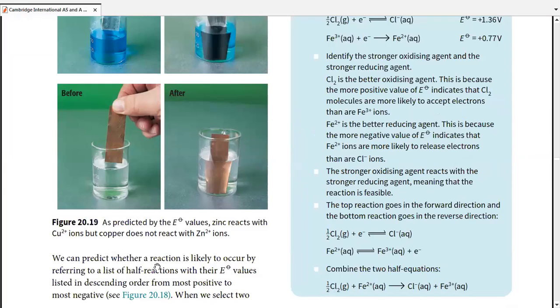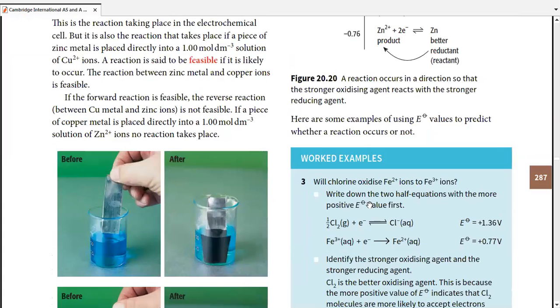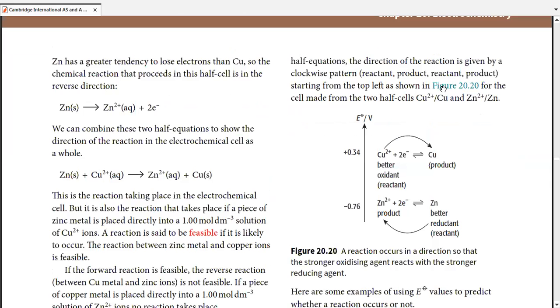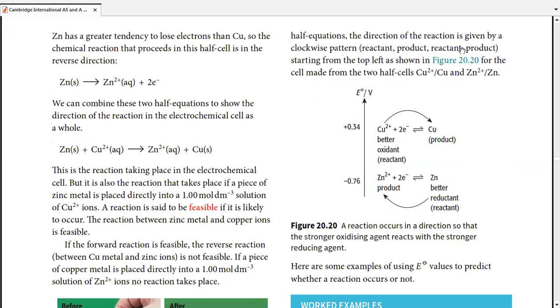Okay? So we can predict whether a reaction is likely to occur by referring to a list of half reactions with their E standard values, listed in descending order from most positive to most negative, which is figure 20.18, or which is appendix 2, okay, for us. So when we select half equations, the direction of reaction is given by a clockwise spectrum: reactant, product, reactant, product, starting from top left as shown in figure 20.20 for the cell made of two half cells, copper ions, copper, zinc ions, zinc cell. Okay?